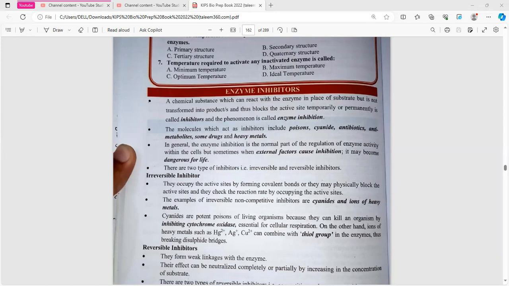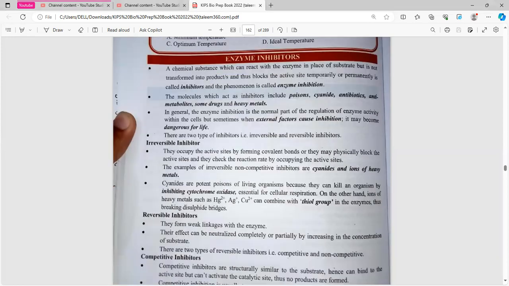How can this kind of inhibition be overcome? This can be overcome by increasing the amount of the original substrate. By increasing the amount of original substrate, the original substrate will bind to the active site and remove the inhibitor which has bound to the active site.